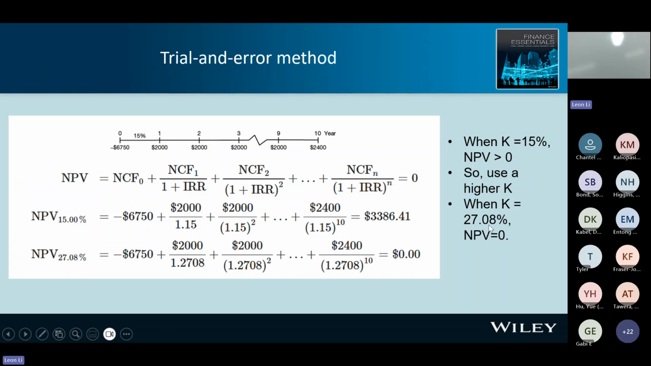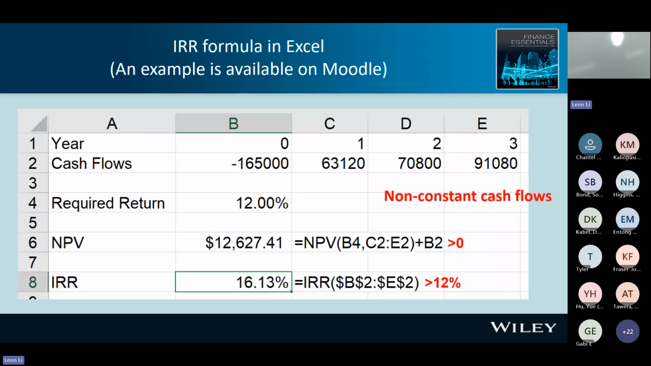But you might ask me why we know this number, 27.08%. This is a problem. How can we know we can catch this number directly? Impossible. So just let you know, we have this method, trial and error. So we like to use the IRR formula to do the calculation.